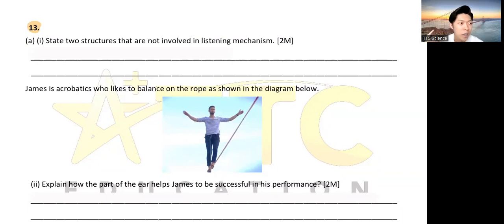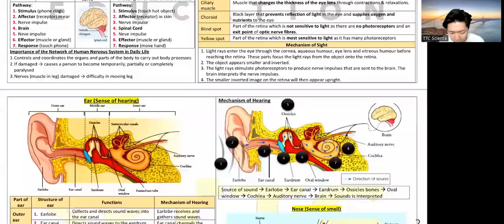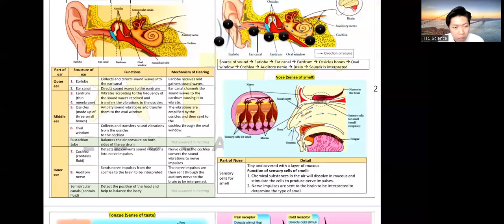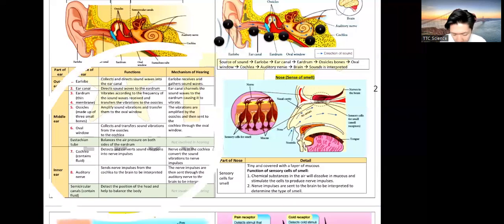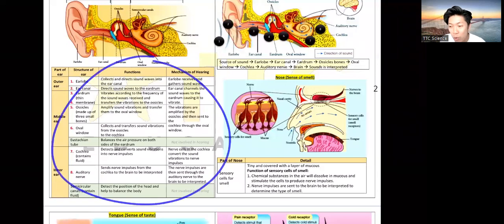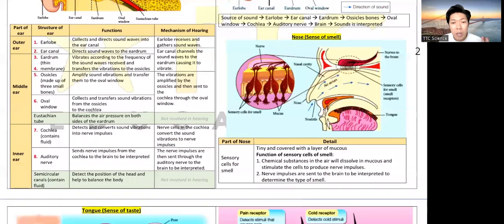Okay, state 2 structures that are not involved in hearing. For example, if you haven't studied for years, never mind, don't have to. Just open my short notes and try to find the ear section. Just look out for parts that are not involved in hearing. For those who know already, because this is not very difficult, please write down yourself onto the line. Everybody try.